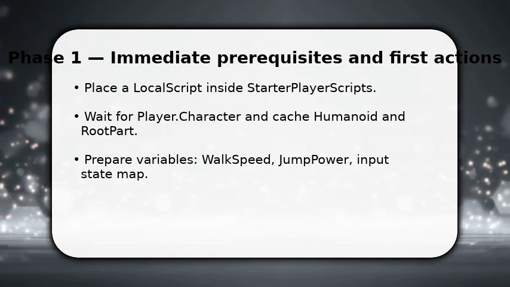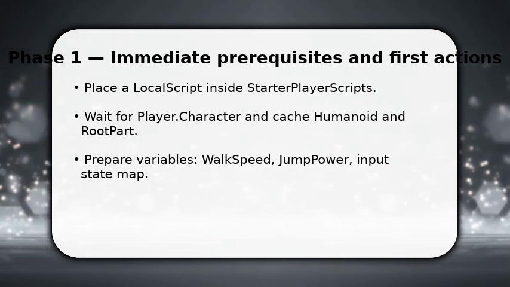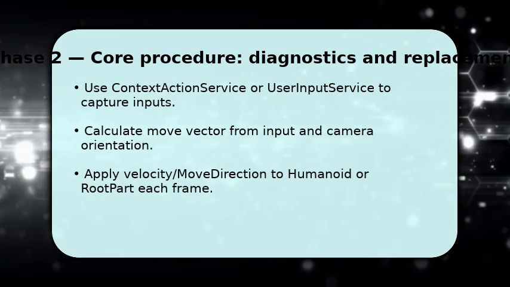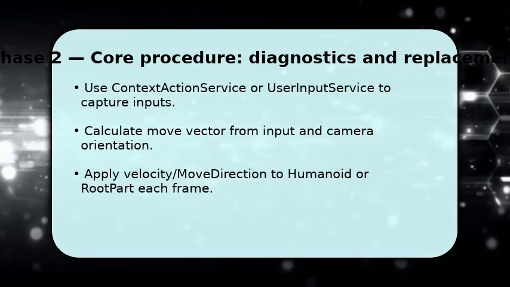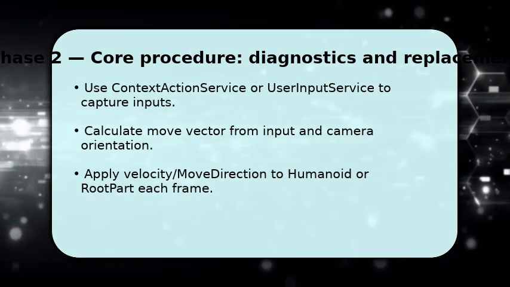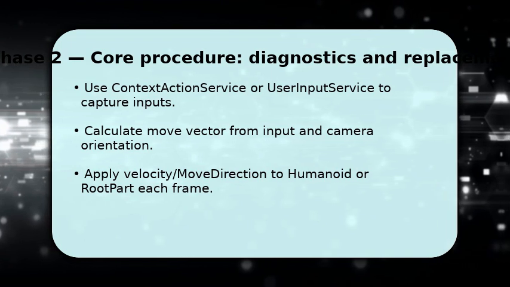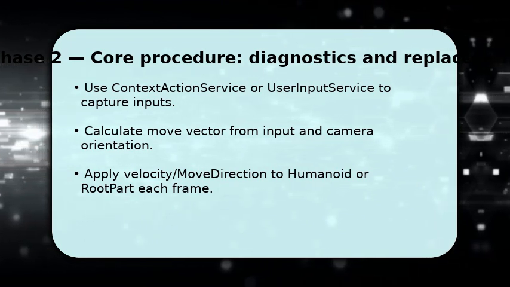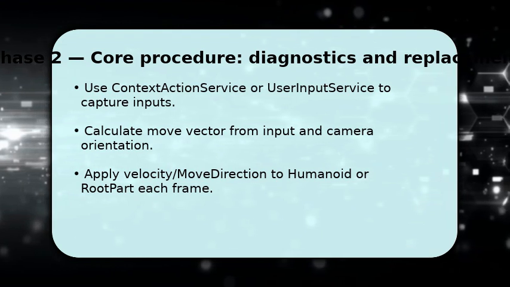You now override default controls by binding actions with context action service or reading keys via user input service. Once bound, translate inputs into a 2D input vector. Next, rotate it by the current camera's CFrame look vector to get world space movement.